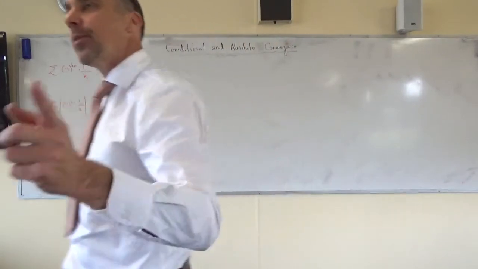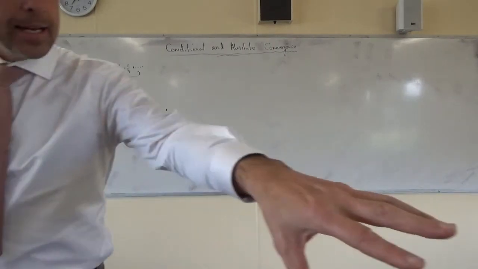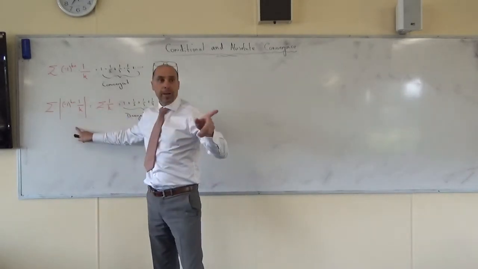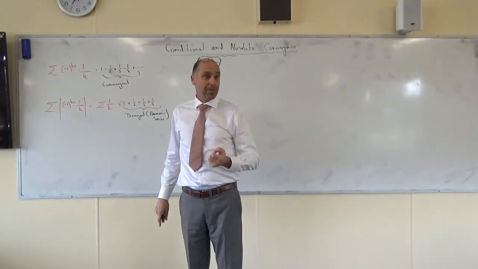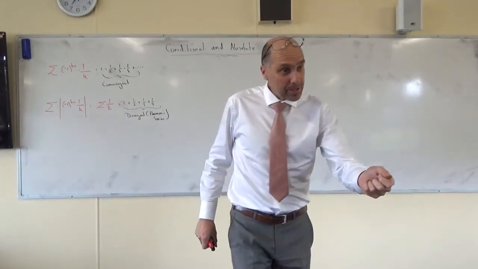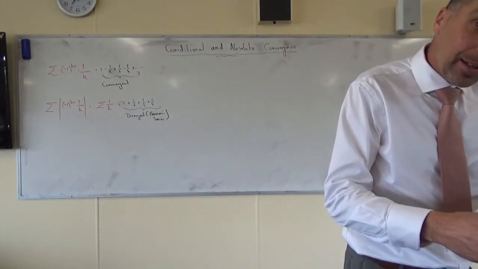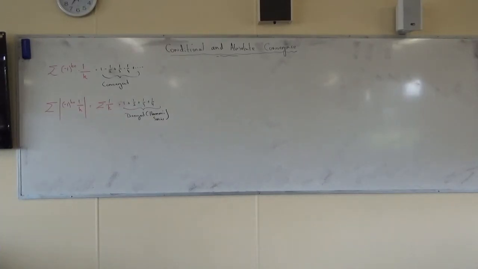Now, any series that is convergent, but when you take the absolute value of it, it becomes divergent, is called conditionally convergent. Does that make sense? So if a series is normally convergent, but if I take the absolute value of that series and I find the absolute value is divergent, then this series is called conditionally convergent.